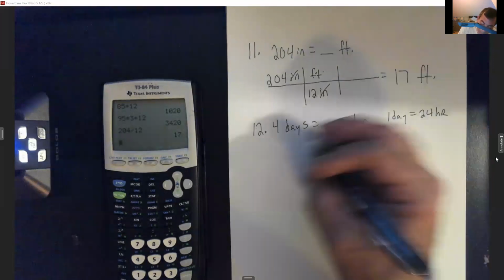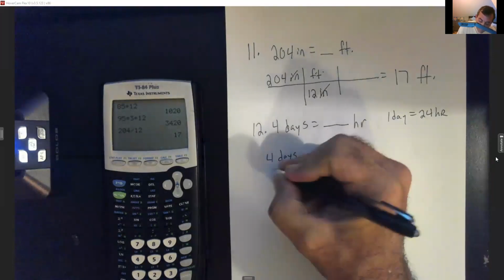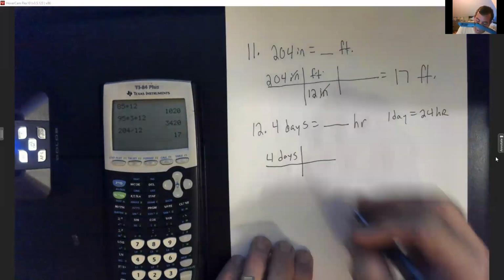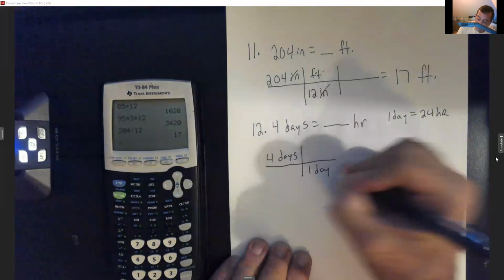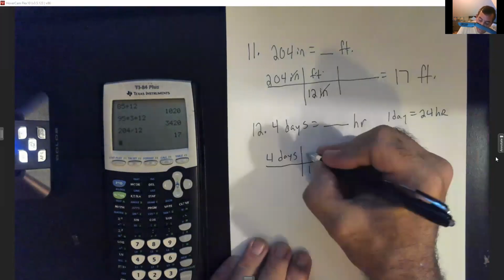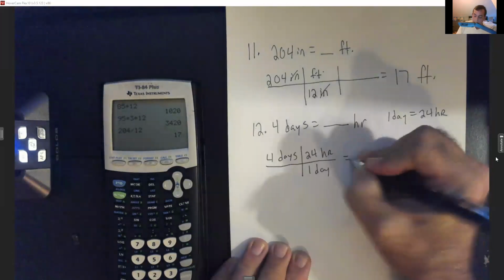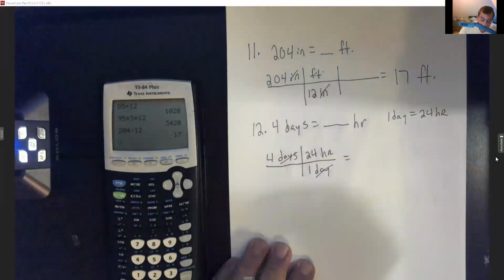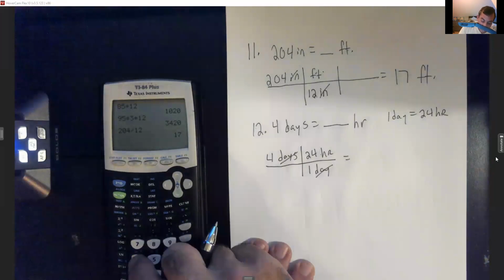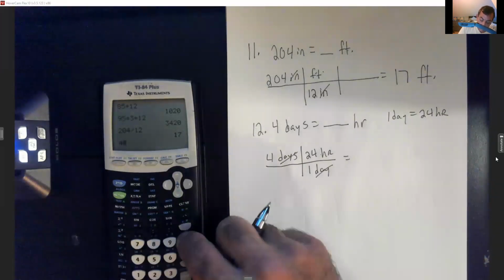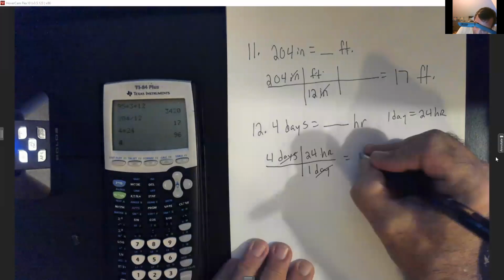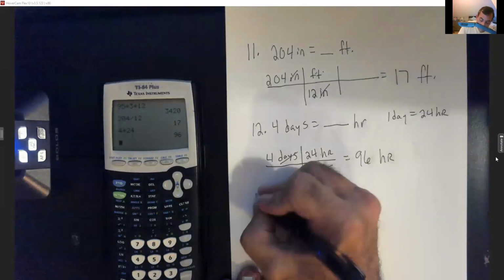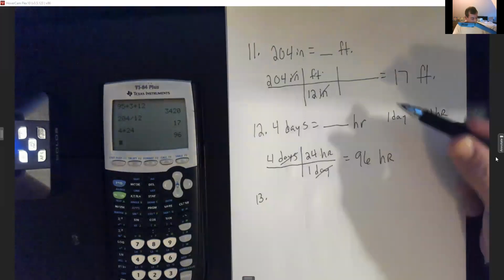So we start with our 4 days. And watch this. 1 day equals 24 hours. So since everything's on top, it gets multiplied. My days are going to cancel. So all we got to do is figure out 4 times 24, which should be what, 96 hours. So some of these, y'all know these conversions, okay?